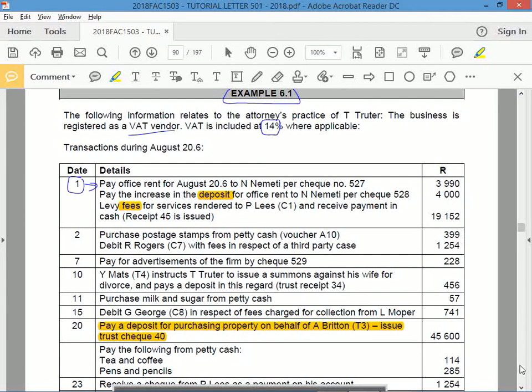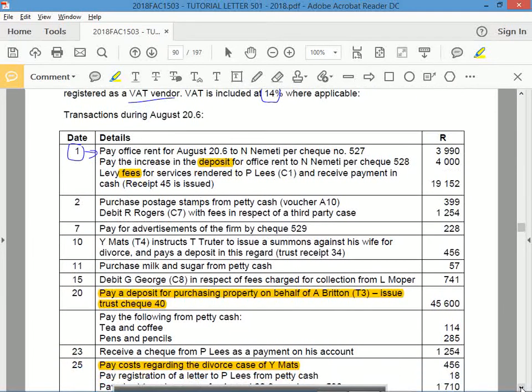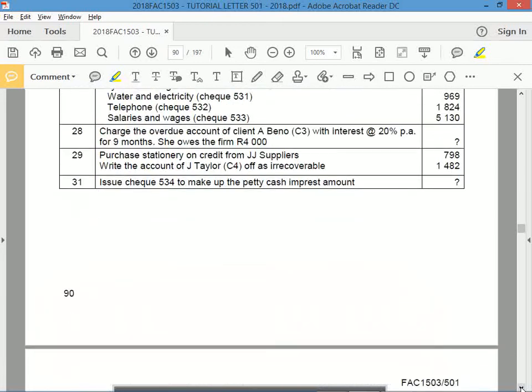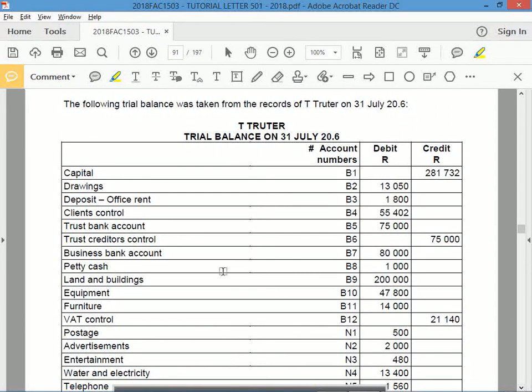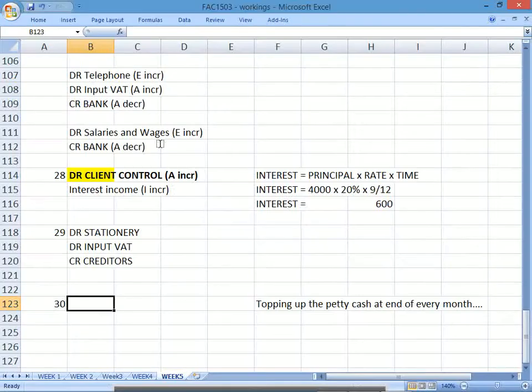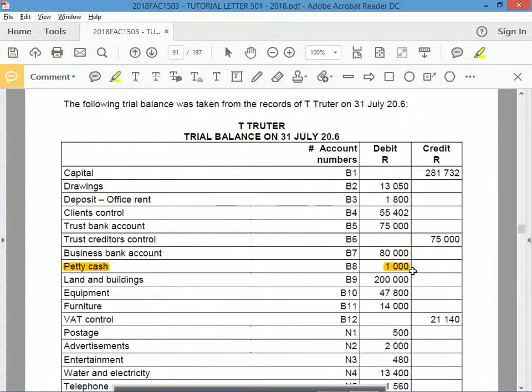Then you'd have to look at the trial balance to see what petty cash you started with. Okay, here's the trial balance. Where's petty cash? Oh, there we go. There's petty cash. Okay, it's 1,000. Right, so in order to work this out, what would you do? You would take 1,000 and subtract everything that you bought from the petty cash, exactly. Right, so you would have minused all the petty cash payments.